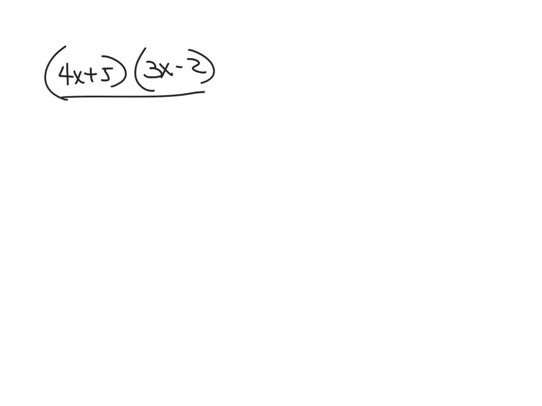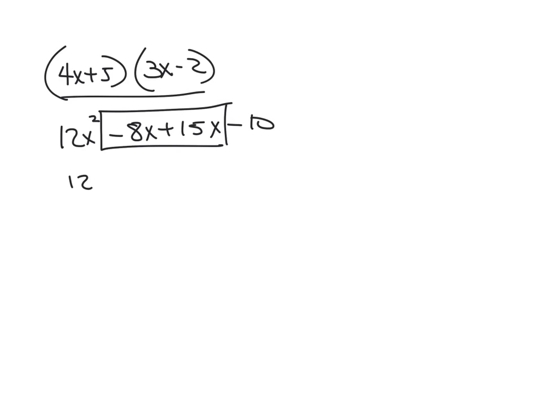And the FOIL says you take the first terms, the outside terms, 4x and negative 2. So I guess that would be minus 8x inside and last. And then you can usually combine those two middle terms. And you're done at that point. Okay, so we've just got a couple more examples and we'll be done, because multiplying polynomials is not really that bad.